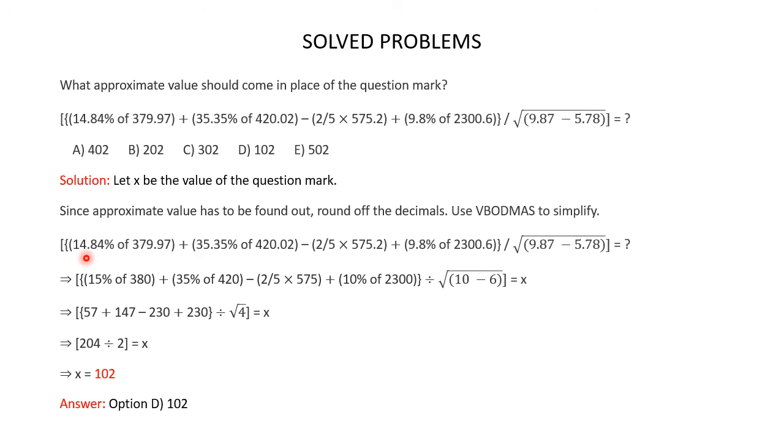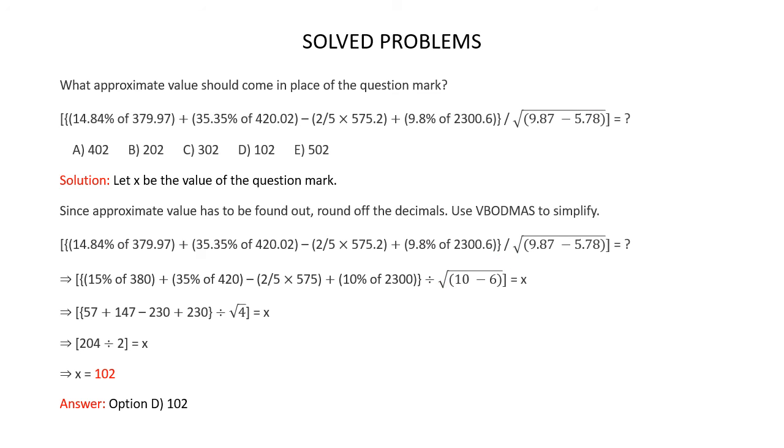So 14.84 is rounded off to 15. 379.97 is rounded off to 380. 35.35 is rounded off to 35. 420.02 is rounded off to 420. 9.8 is rounded off to 10. 2300.6 is rounded off to 2300. 9.87 is rounded off to 10. 5.78 is rounded off to 6. Replace the slash sign with the division sign.